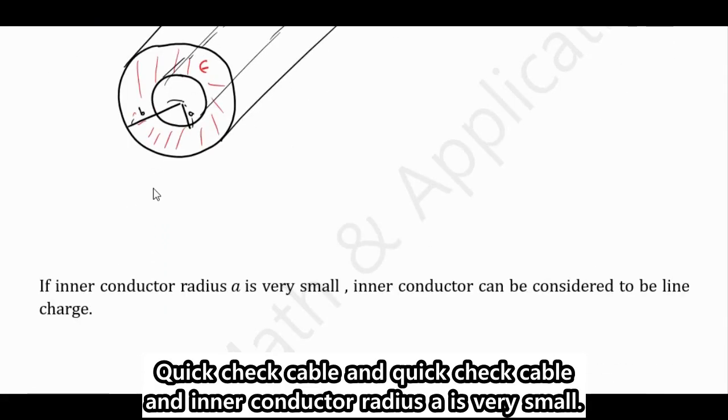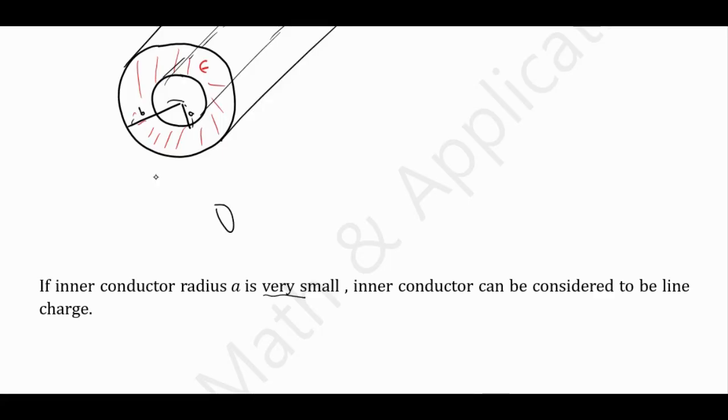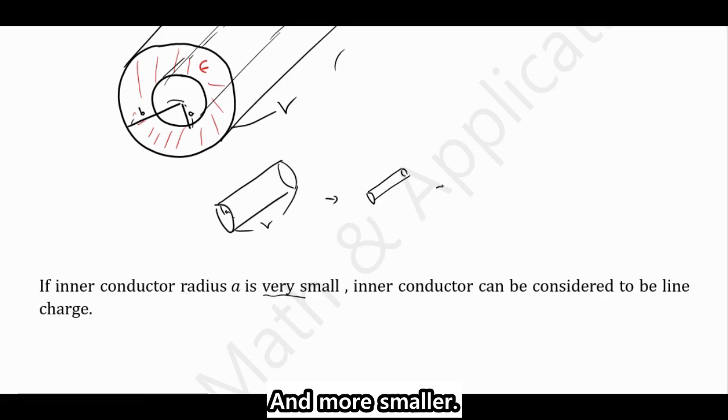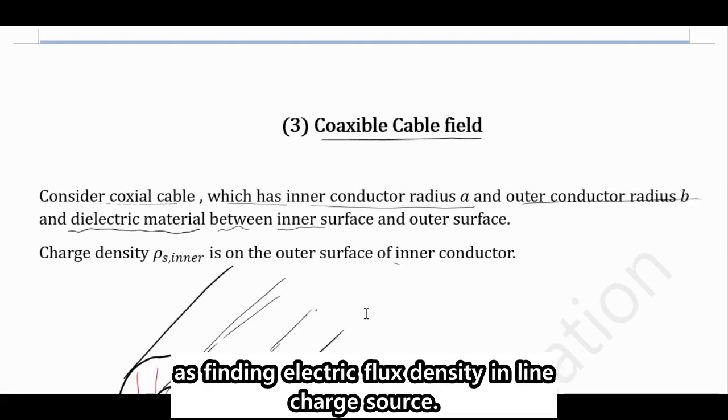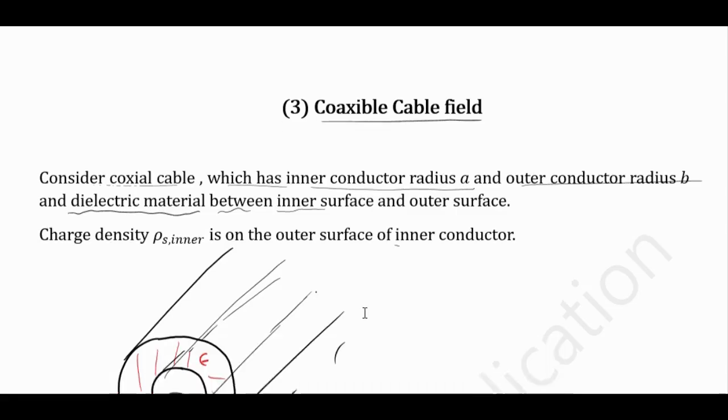In the coaxial cable, the inner conductor radius a is very small. The inner conductor is this, with length L. The smaller a is, and the more smaller it gets, it becomes a line charge. So finding the electric flux density in the coaxial cable field is the same as finding the electric flux density for a line charge source.